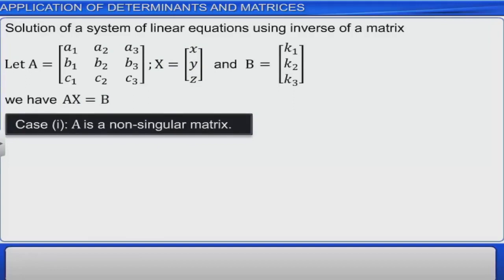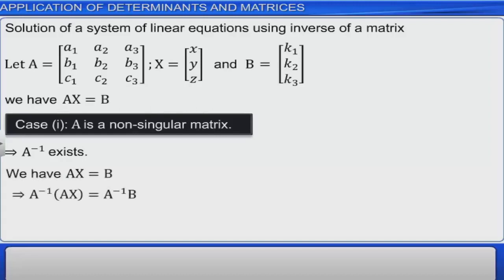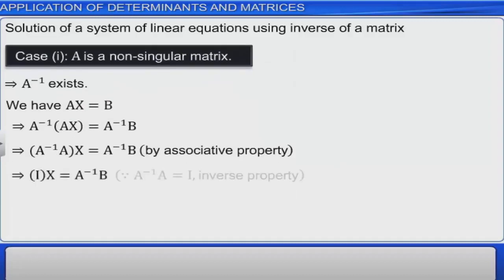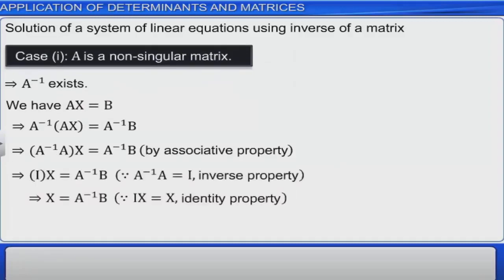Multiply both the sides of the equation AX = B by A inverse. We get the equation as shown. On simplifying, we get X = A inverse B. This matrix equation provides a unique solution for the given system of equations, as the inverse of a matrix is unique. Such a method of solving a system of linear equations is known as the matrix method.